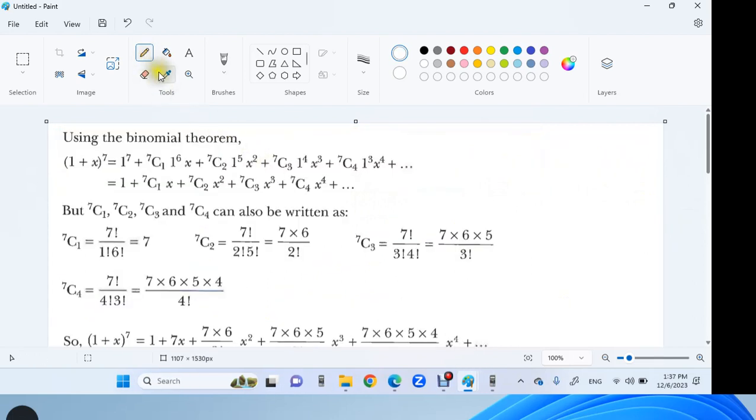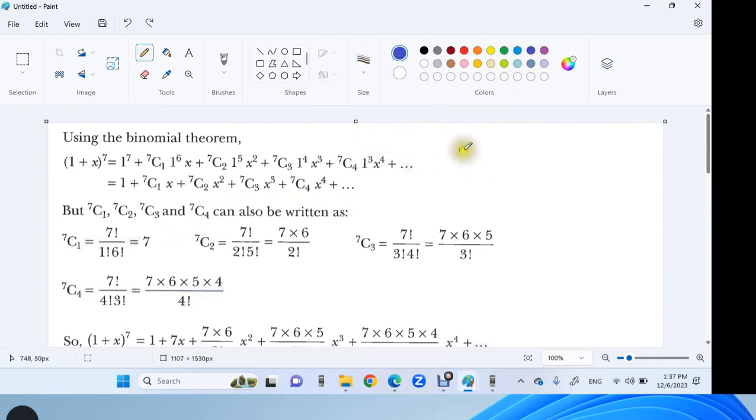Okay, we look at this. If we are using binomial theorem, (1 plus x) to the power of 7, it will become 1 power 7, and then 1 power 6, 1 power 5, 1 power 4, 1 power 3, 7C1, 7C2, 7C3, 7C4. And then x power 1, x power 2, x power 3, x power 4, and so on. So 7C1 will become 7 factorial over 1 factorial 6 factorial. Okay, this one because we have the nCr.